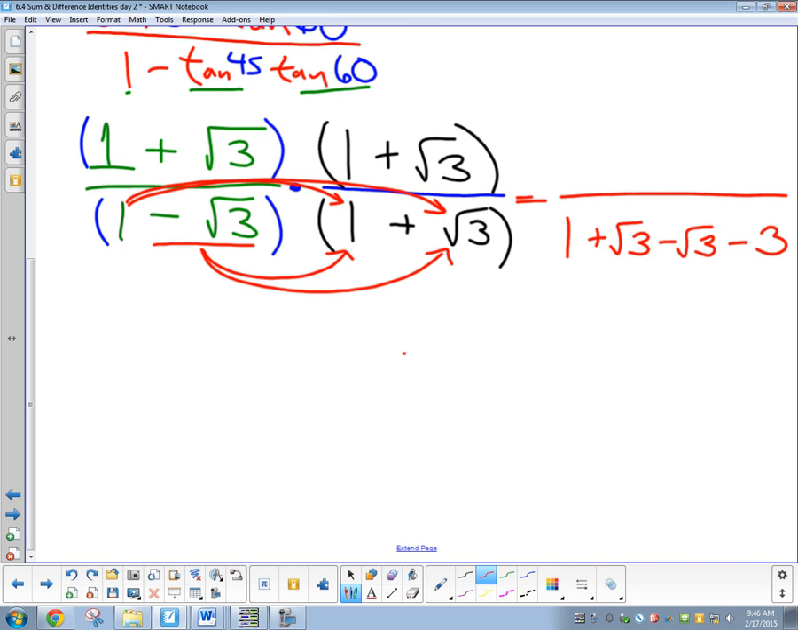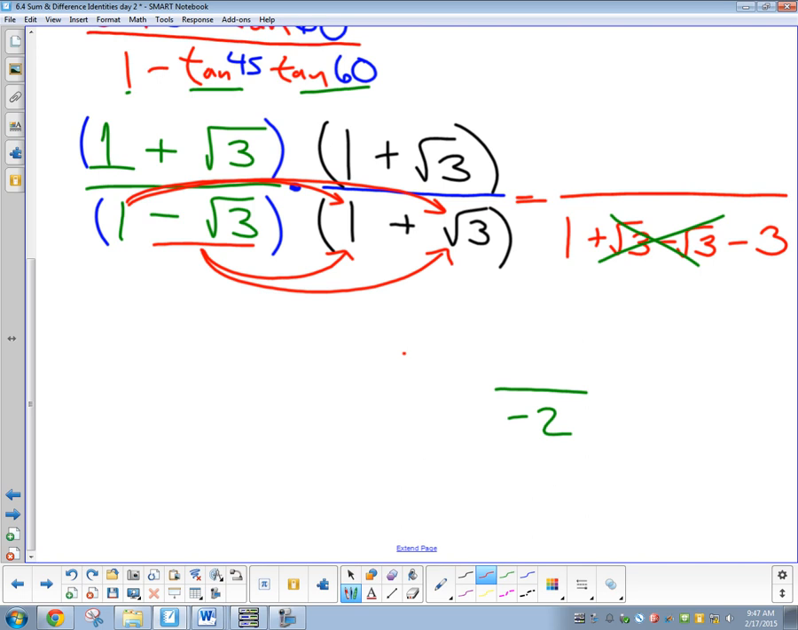If you did it correctly, what's going to happen? The middles should cancel. We don't want to have radicals anymore in the bottom. The whole reason we multiply by the conjugate is so there's no longer radicals in the bottom. We just did that. Now it says 1 minus 3 on bottom, so my bottom is going to be negative 2.